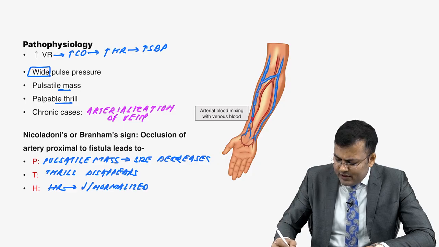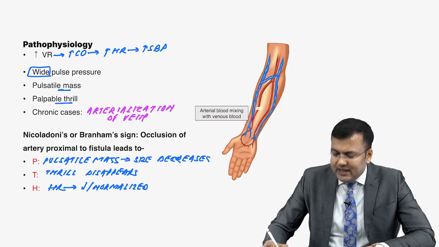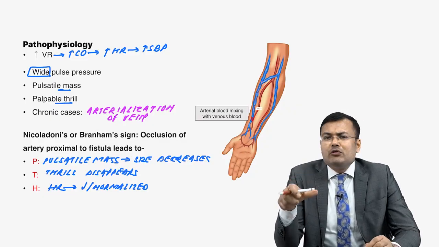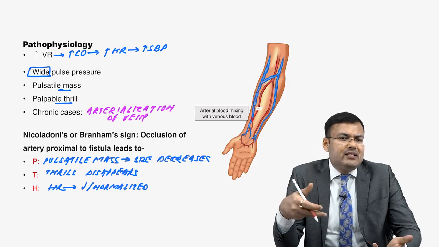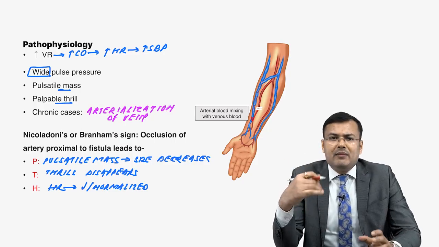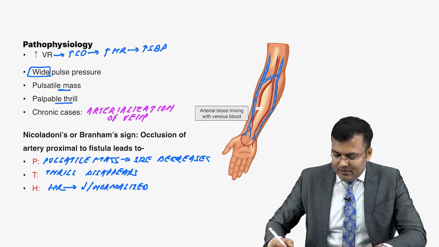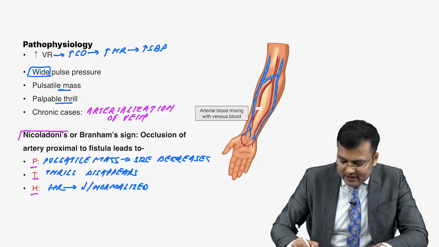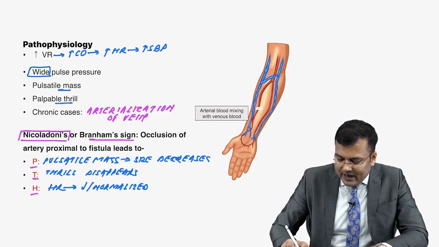Why? Because the moment you occlude the artery, what will happen? Now extra blood is not going into the vein, so the venous return is normal. It means the heart rate will be normalized or relatively decreased. So how to remember? Mnemonic is PTH. What is the name of this sign, guys? It is known as Nicoladoni or Branham sign.